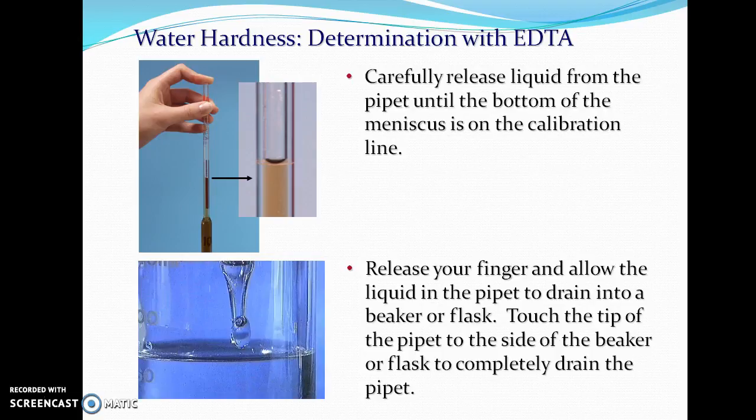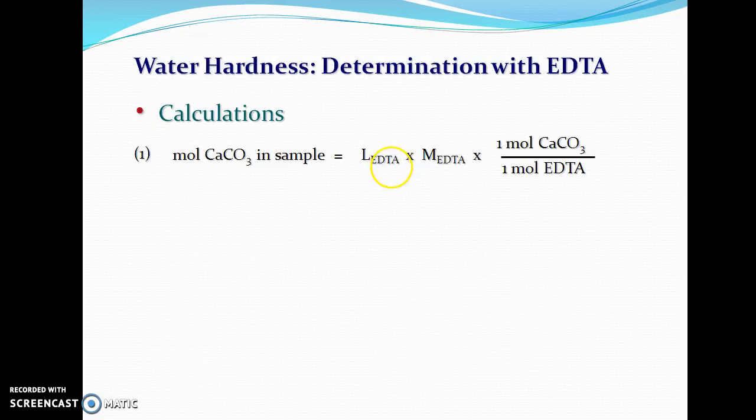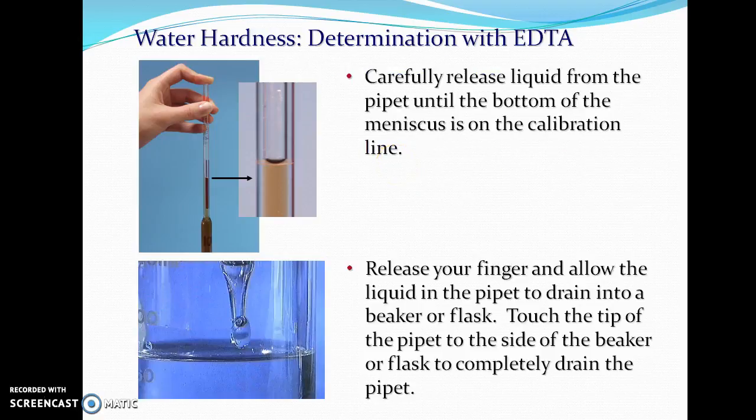conical flask as well as indicators. Carefully release the liquid from the pipette until the bottom of the meniscus reaches the calibration line. Release your finger and allow the liquid in the pipette to drain into the beaker or flask. Touch the tip of the pipette to the side of the beaker or flask to completely drain the pipette.